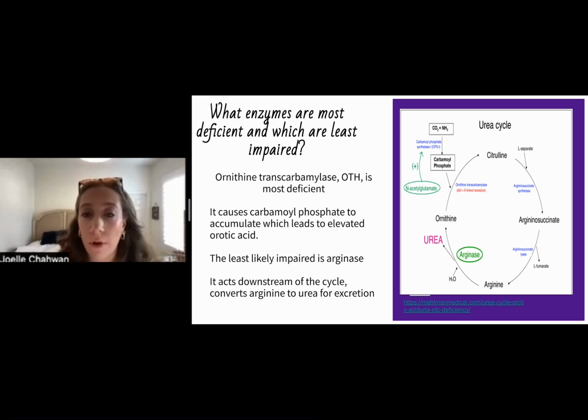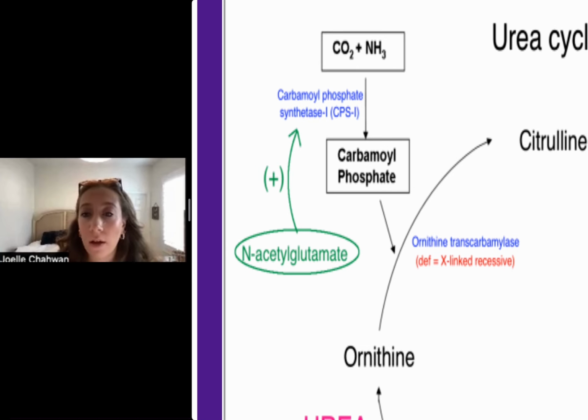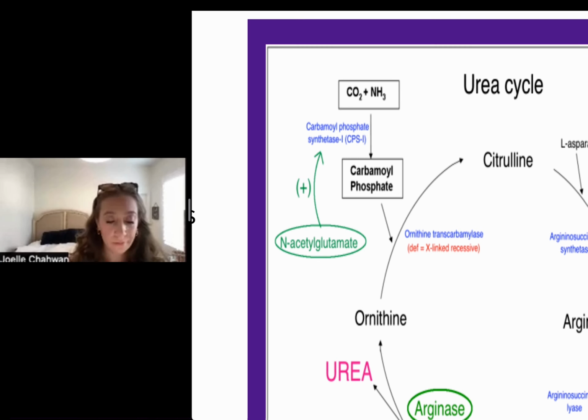This is carbamoyl phosphate. As you can see, it has been elevated, so it's no longer making citrulline, which is why it's not being converted to citrulline. That's why the levels are normal for citrulline. It's actually building up, so it's leading to orotic acid.